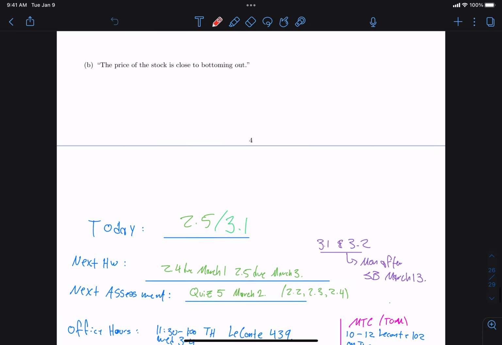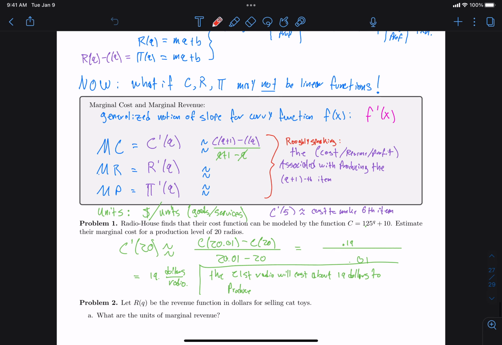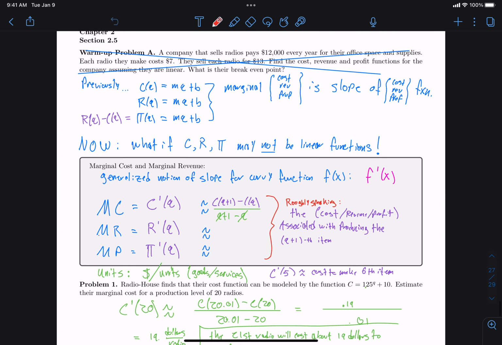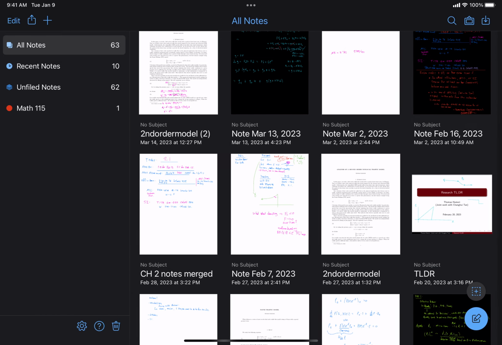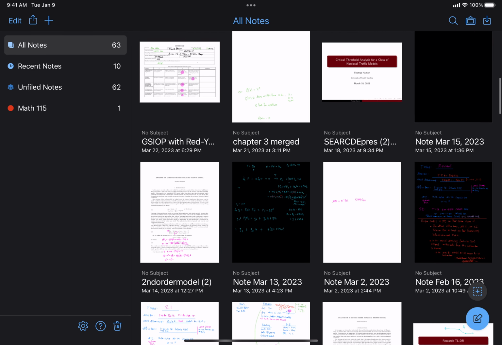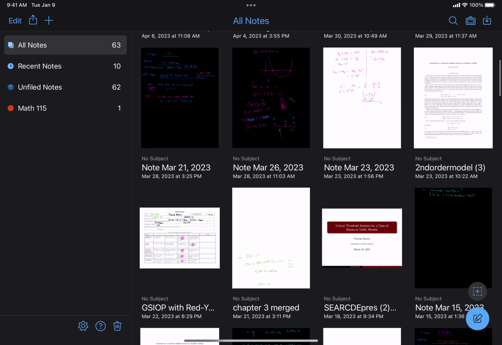Concavity with tables. Okay, and then finally it was applying all the chapter 2 concepts to cost, revenue, and profit, basically. And then we had chapter 3. Chapter 3 was all about how to do derivatives.